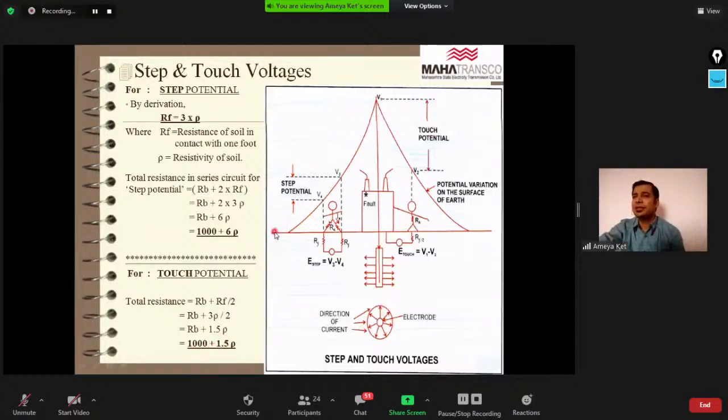So my dear friends, try to analyze the difference of coefficients in terms of rho. In the case of step potential, it is coming as 6, and in terms of touch, it is coming as 1.5. Keep in mind this 6 times rho and 1.5 times rho. We will discuss them in the design. This will help us to analyze the design. Okay, so we have maintained the prerequisites and we will move ahead.